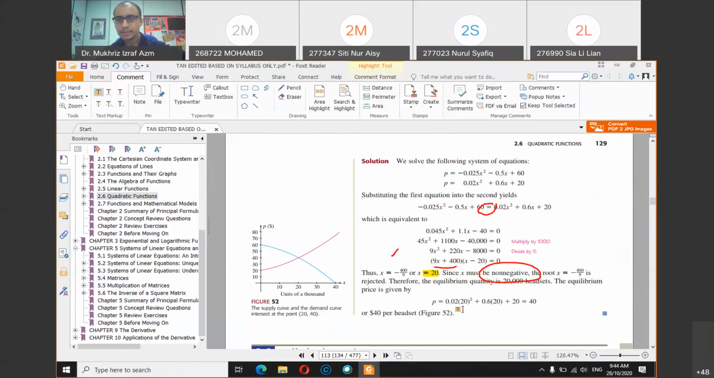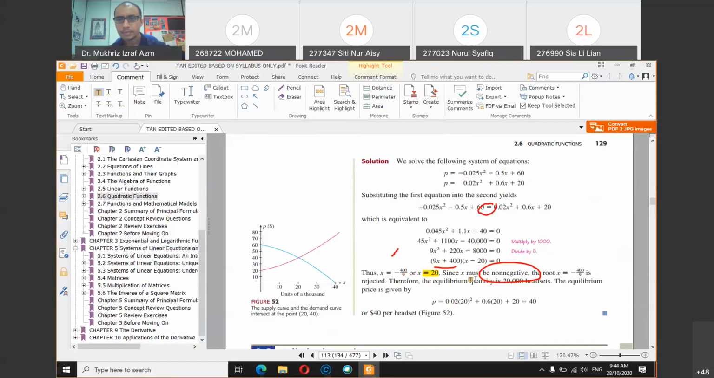If you do not know how to get x equals 20, you just equate x minus 20 equals 0 and solve for x. The same thing here: 9x plus 400 equals 0, and then you solve for x, and you should get negative 400/9.